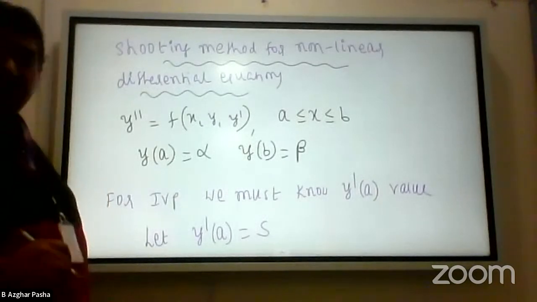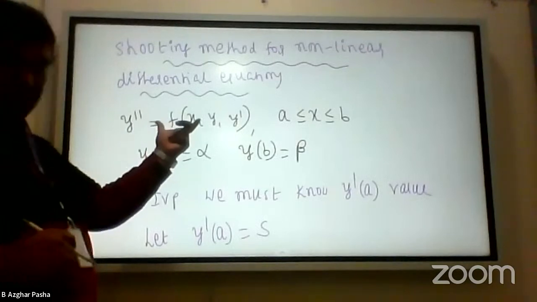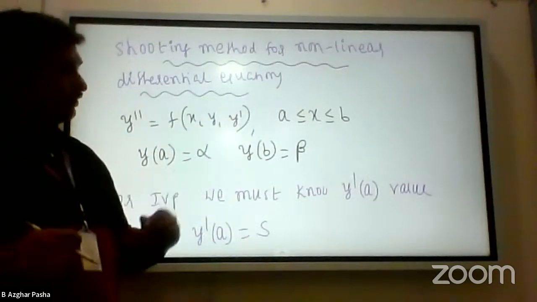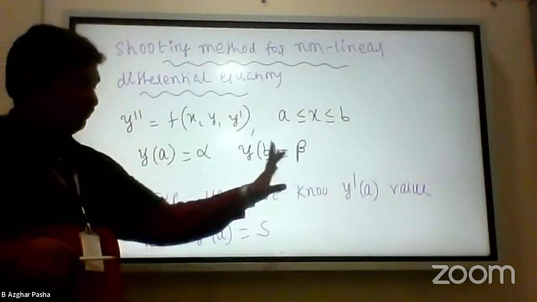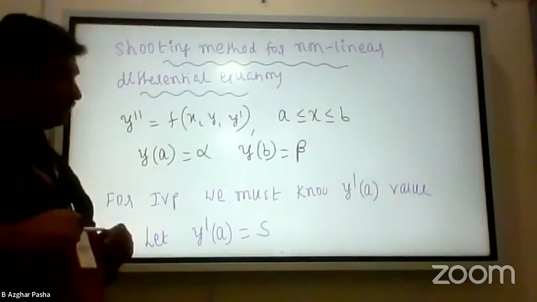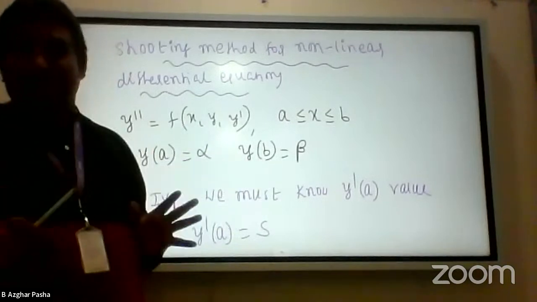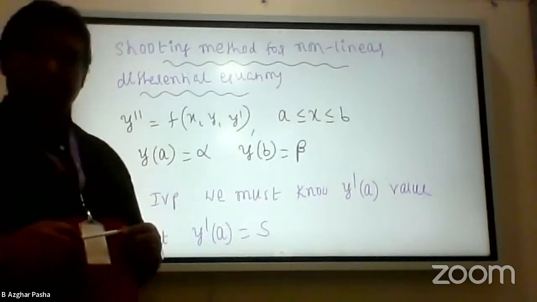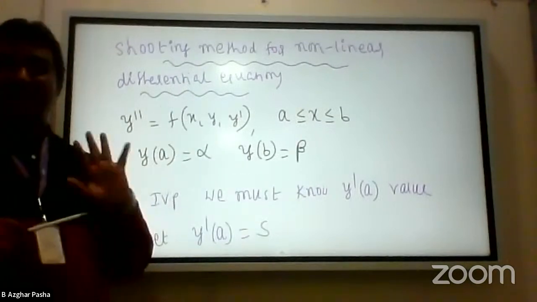Shooting method for non-linear differential equations. I have some non-linear differential equation of second order in the range A to B, with Y of A given as alpha and Y of B given as beta. In the previous case, we solved an initial value problem when Y dash of A was given. Here I don't know Y dash of A, I know Y of B. Now I have to use a technique through which I convert it into an initial value problem and then solve.